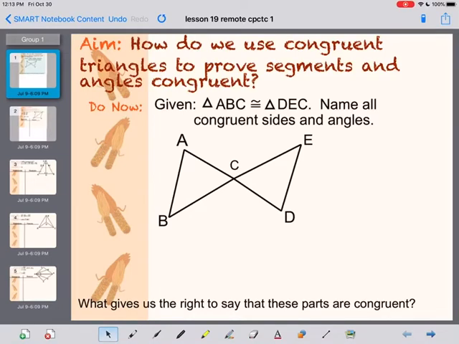Today we're going to be talking about how do we use congruent triangles to prove segments and angles congruent. So let's take a look at this now. We're given the fact that these two triangles are congruent. Triangle ABC is congruent to triangle DEC. Name all the congruent sides and angles.